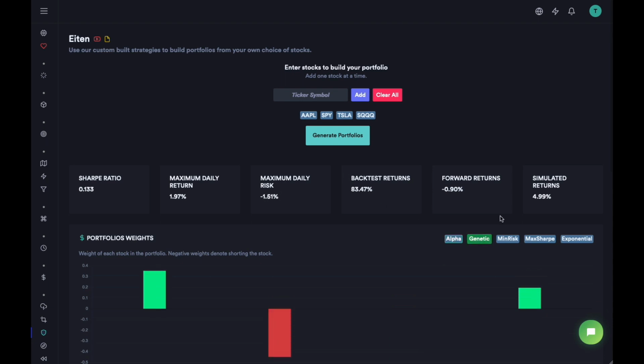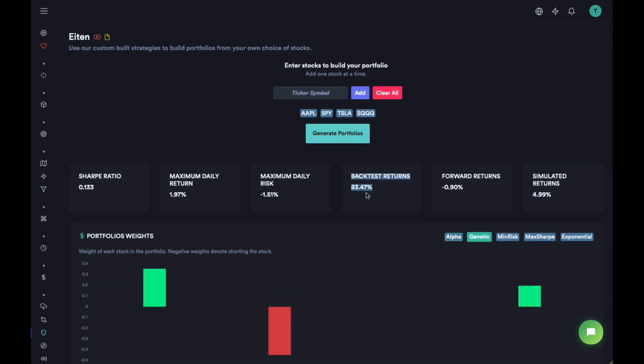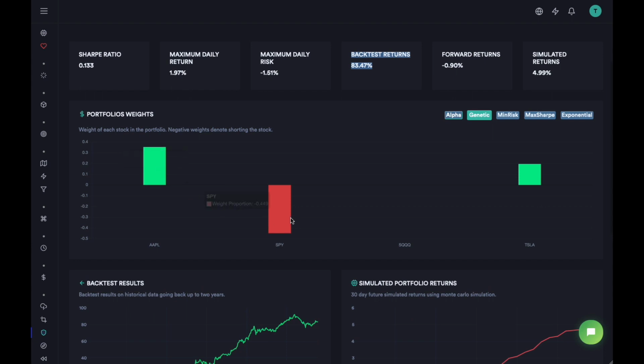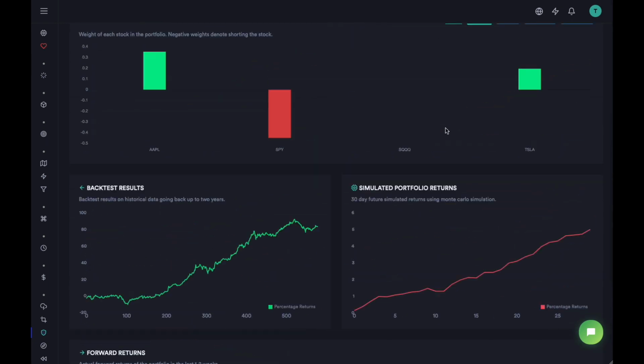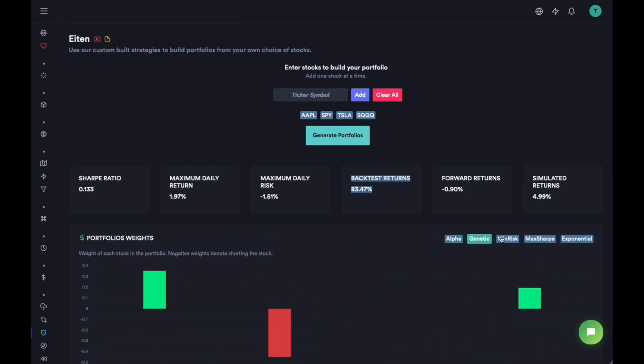So this one, the simulated returns are only 4.9%, about 5%. The backtest returns are 83%. And you actually need to short SPY here and buy Apple and buy Tesla, and don't do anything with SQQ. So again, an interesting idea. We have the stats, and then we have the actual performance in the last 7 days.